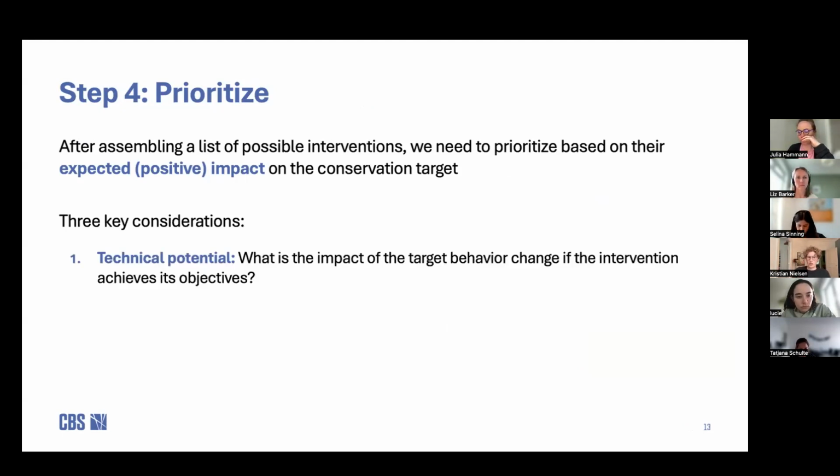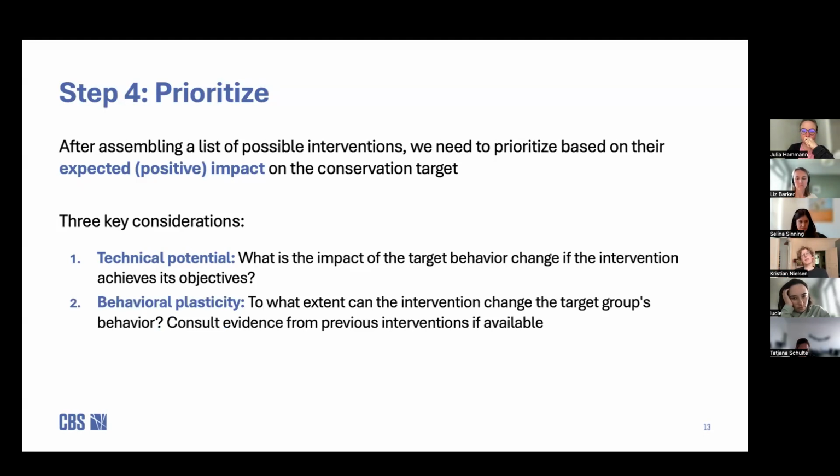One is the technical potential, and this is what we sometimes tend to only focus on. What is the impact of the target behavior change if the intervention achieves its objectives? This could be, what are the benefits for the conservation target if everybody changed their diet to vegan? That is the technical possibility of this behavior change.